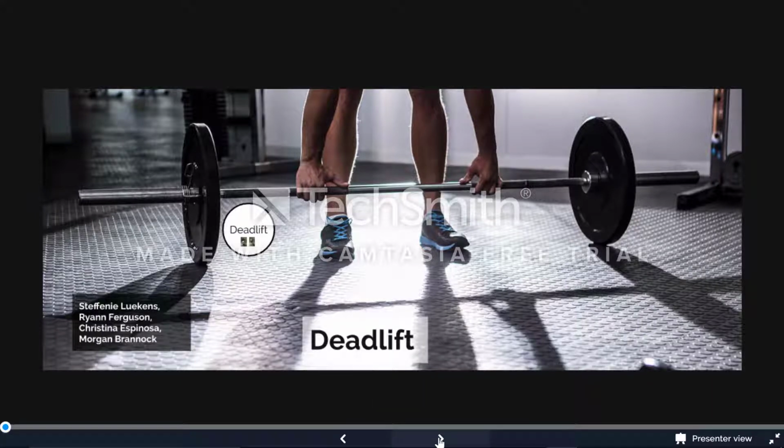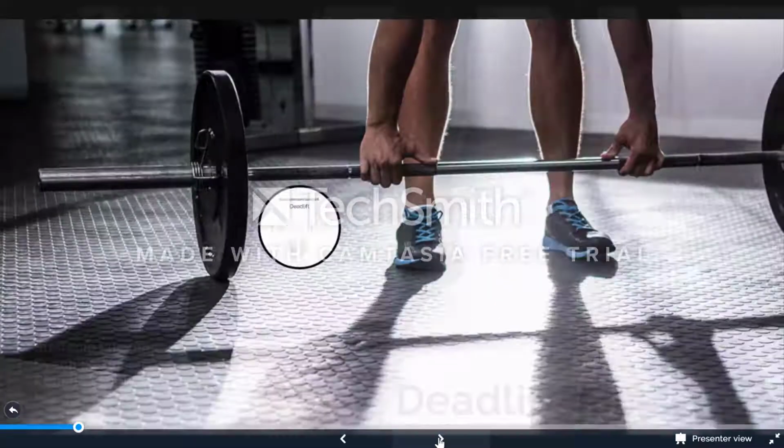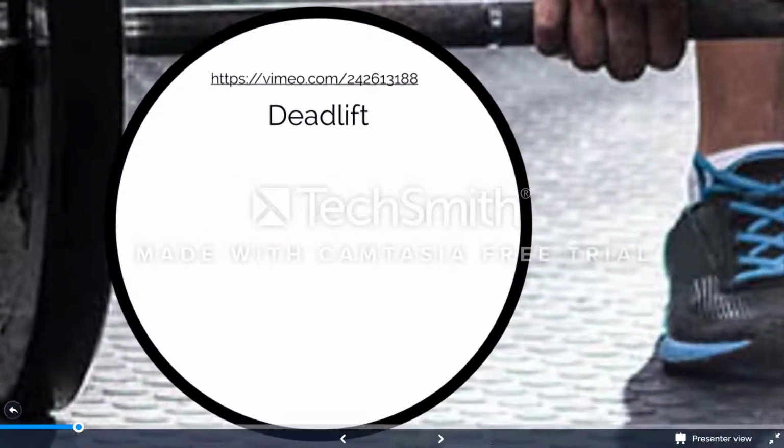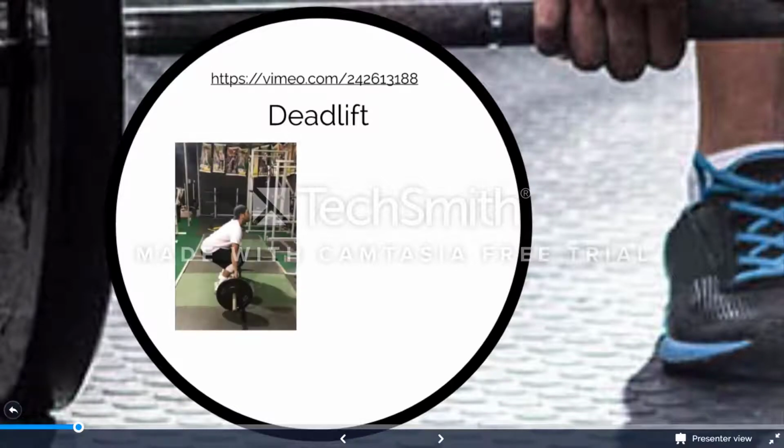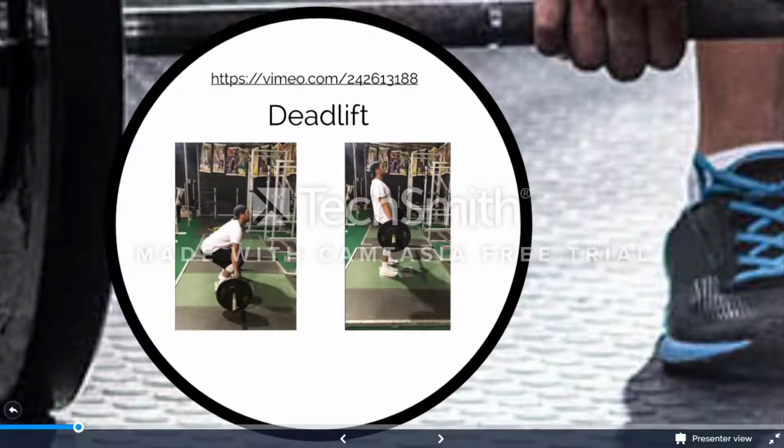For our biomechanics group project, we chose to analyze the deadlift. In the field of biomechanics, we look at movement in order to enhance performance and minimize injury. In these two pictures, you can see a proper deadlift being performed. The first picture shows the start position, and the second picture shows the end position.